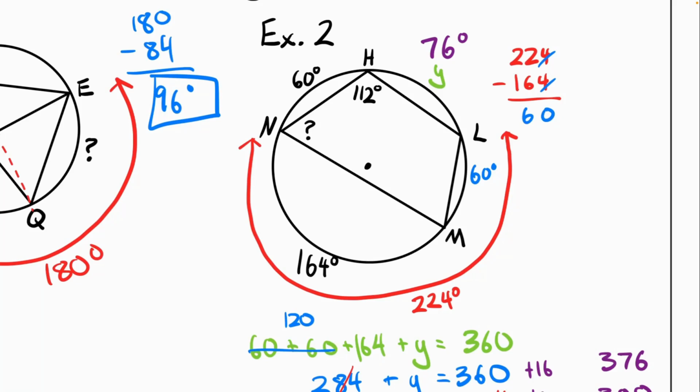Half of what? Close. Look at the inscribed angle. The inscribed angle goes here to here, so it's really referencing this entire arc measure. So I need this entire arc measure and then take half of it to get to the inscribed angle. So I need to add these two together, Valentina.